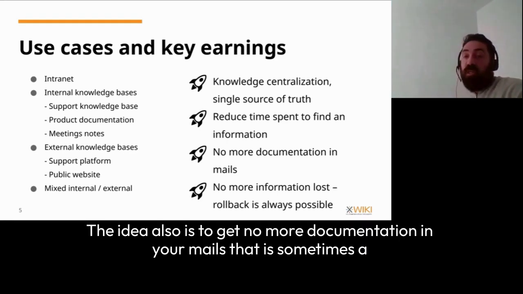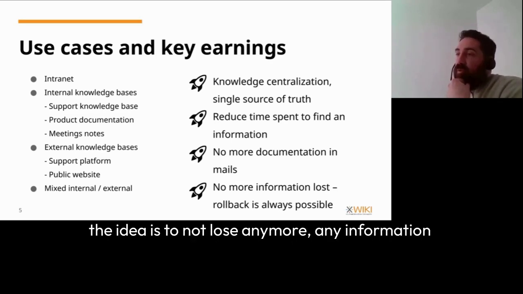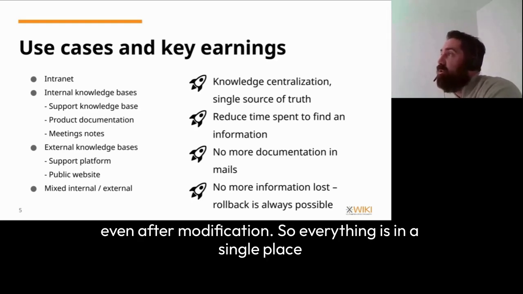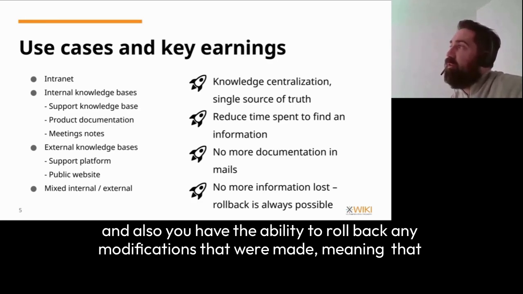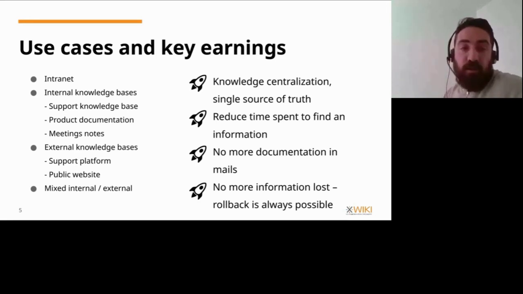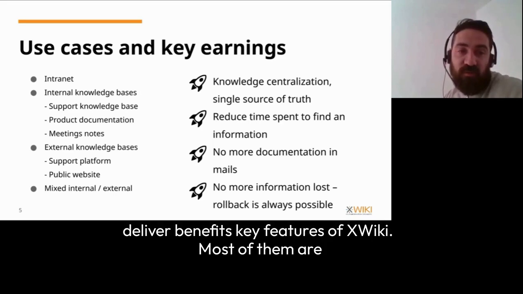The idea also is to get no more documentation in your mails. That is sometimes a real problem when people are leaving, for example. And so the idea is to not lose any information anymore, even after a modification. So everything is in a single place, and also you have the ability to roll back any modifications that were made, meaning that you will never lose content. So now, how can you expect XWiki to deliver these benefits?